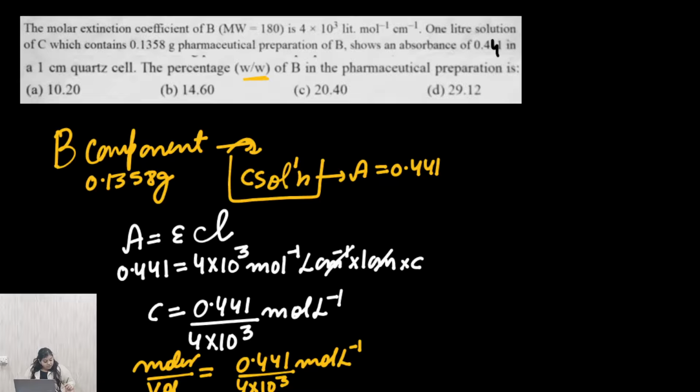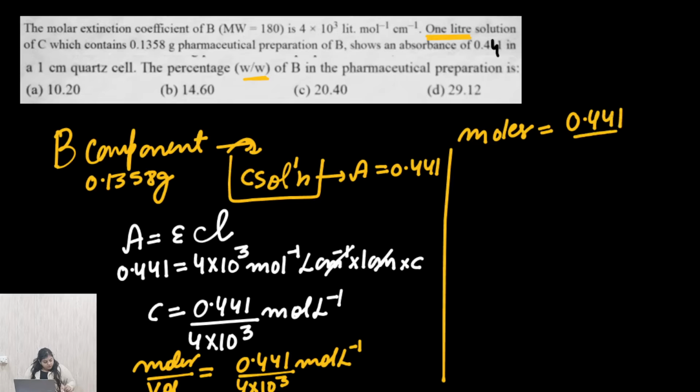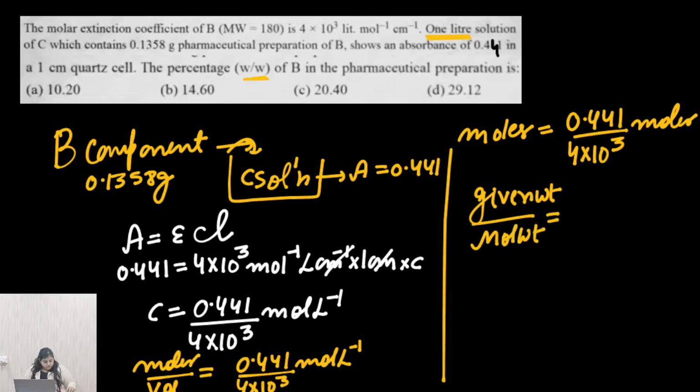Now they have given that the solution they are preparing is 1 liter, so the volume is given to us. From here we can say that the number of moles of this solute that you have added in the solution is going to be 0.441 upon 4 into 10 raised to the power of 3. This will be the number of moles present in it. Now number of moles we can find as given weight upon the molecular weight, which is equal to this value, 4 into 10 raised to the power of 3.